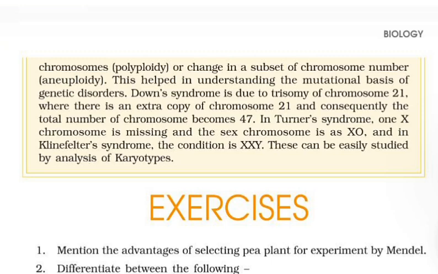Down syndrome is due to trisomy of chromosome 21, where there is an extra copy of chromosome 21 and consequently the total number of chromosomes becomes 47. In Turner syndrome, one X chromosome is missing and the sex chromosome is XO. And in Klinefelter syndrome, the condition is XXY. This can be easily studied by analysis of karyotypes.